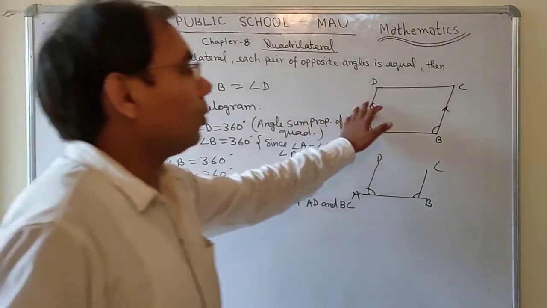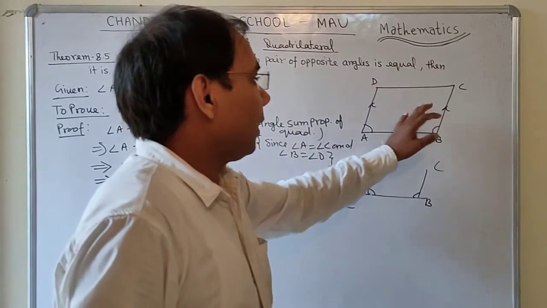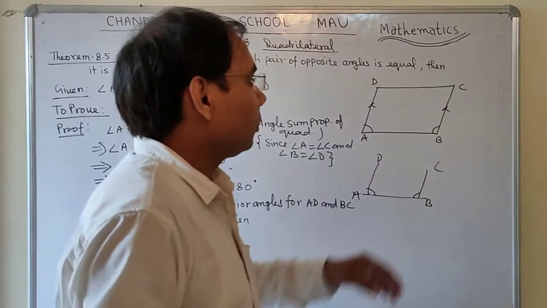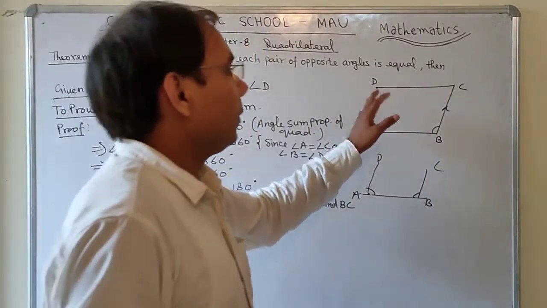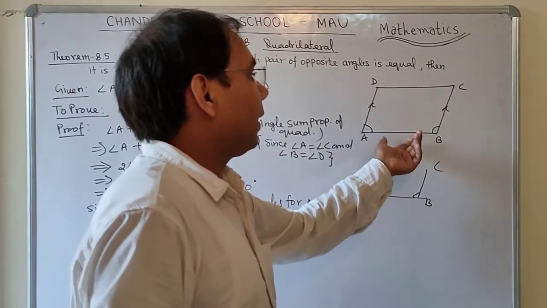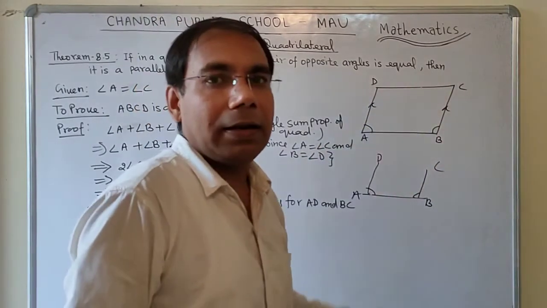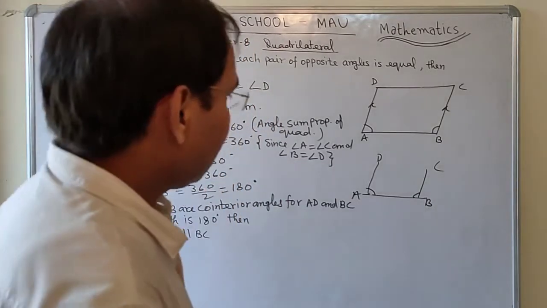It means here you have to prove that one pair of opposite sides are parallel. Now you need to prove that AB is also parallel to BC. So if you are able to prove that AD and BC are parallel as well as AB and DC are parallel, then ABCD will be a parallelogram.